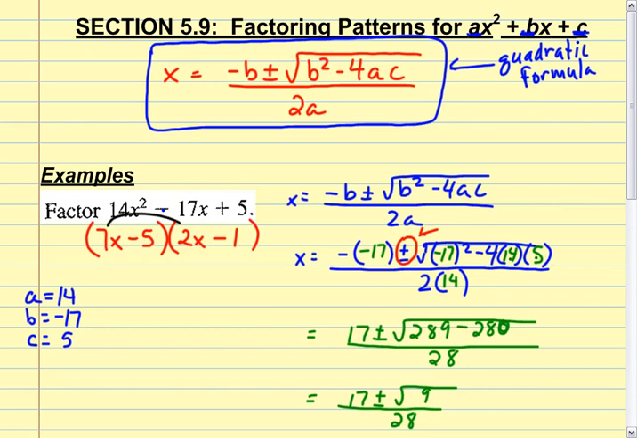Now, you can multiply to check. 7x times 2x is 14x squared. 7x times minus 1 is minus 7x. Minus 5 times 2x is minus 10x. And then minus 5 times minus 1 is plus 5. And when I combine those, I'm going to get 14x squared minus 17x plus 5. And let's go back and see if that's what we got up here at the top. Oh, there it is. Look how pretty that is. Isn't that awesome? Nice.